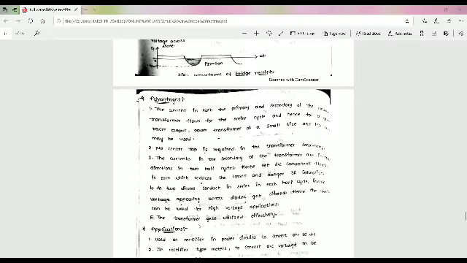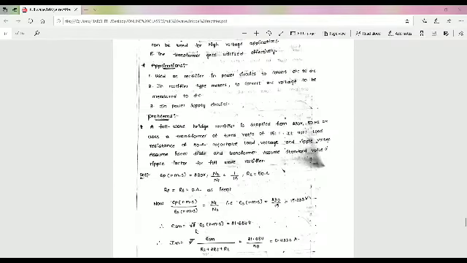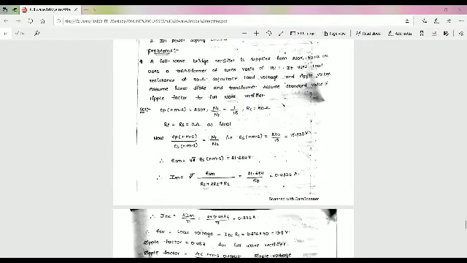Applications of the bridge rectifier: used as a rectifier in power circuits to convert AC to DC, and in rectifier meters to convert the AC voltage to be measured to DC, and also used in power supply circuits. Okay, and next one, problems.